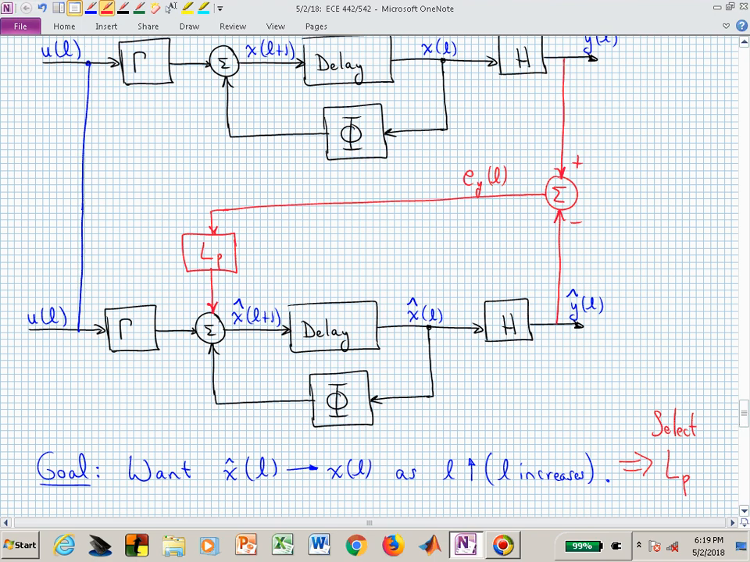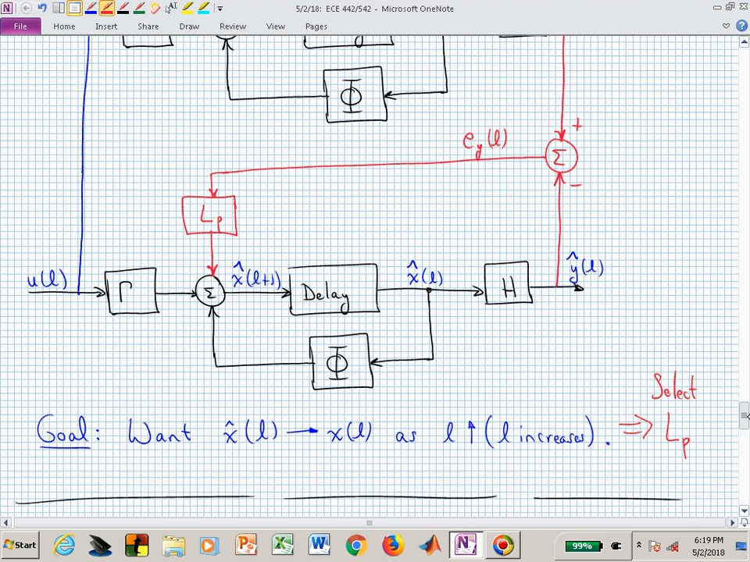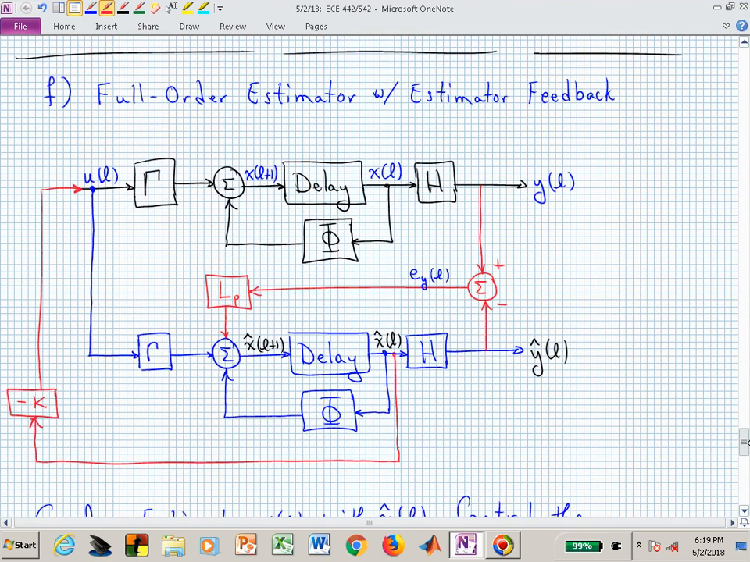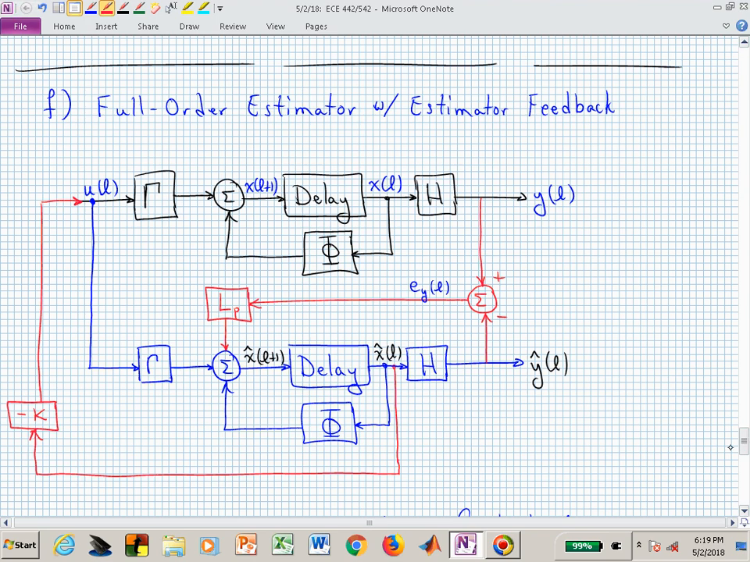If we can select L sub P to make X hat look like X, now we can apply full state feedback. Even if we don't have access to X, we can say, oh, well, we kind of have a copy of it. We have X hat of L. Let's use that in this full state feedback configuration, and that's our next block diagram, which is right here.